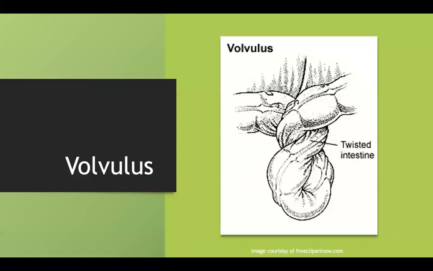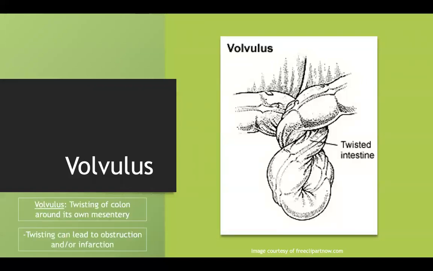So here you can see a twisted segment around its mesentery. You can imagine that if a stool's trying to get in here, it could get obstructed. And also remember that the blood supply is coming on in here. And if you're twisting that blood supply, you can also get infarction of this region due to hypoperfusion.